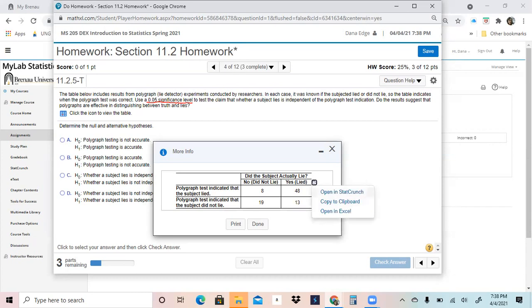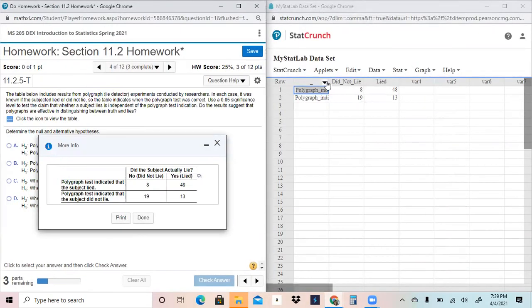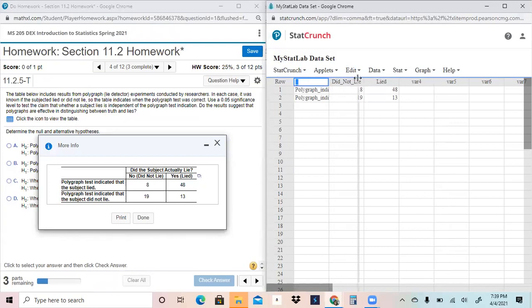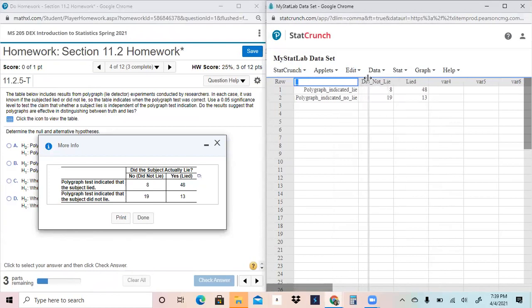We'll load this in StatCrunch. In StatCrunch, I can actually change these column widths. Okay, so I guess that's good enough. So the top row is that the polygraph said he was lying. The second row is that the polygraph said he didn't lie. The first column is that he actually didn't lie, and the second column is that he did indeed lie.